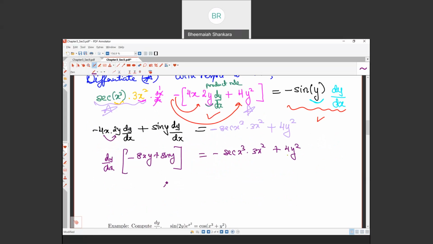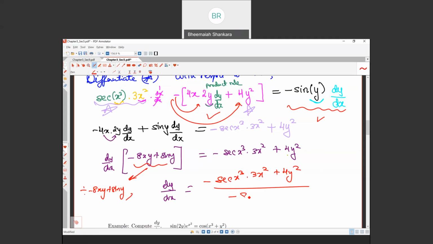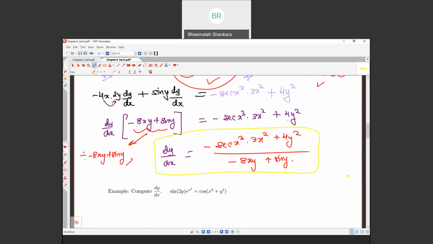Now let's divide both the sides by the coefficient of dy over dx, which is all this term. We don't want this. So divide negative 8xy, positive sin y, on both the sides. So we have negative secant x cubed 3x squared, positive 4y squared, divided by negative 8xy, positive sin y. So this is the final format of the expression for dy over dx. And this type of differentiation is called implicit differentiation.